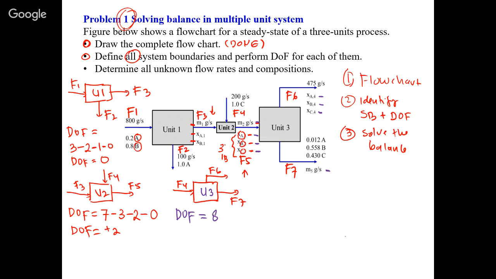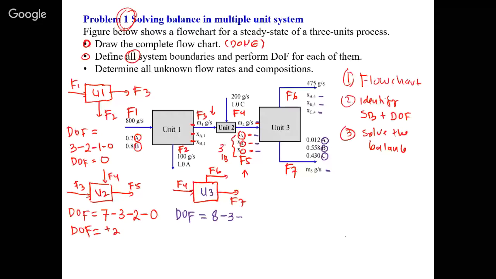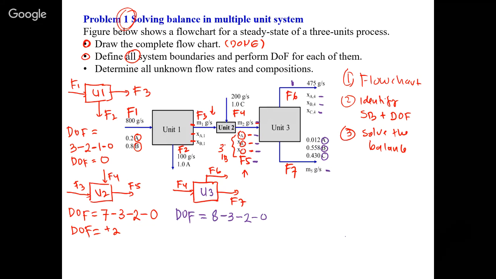So it's eight unknowns minus how many independent balances? We have how many species? We have A, B, and C, so you have three independent balances, minus the physical constraints. We don't know the composition of stream number four, and stream number five counts as a physical constraint. Stream number six also counts as a physical constraint, but not stream number seven, because we know the composition of stream number seven. So you have two physical constraints and no other information. So our DOF for this system boundary is 8 minus 3 minus 2 equals plus 3.